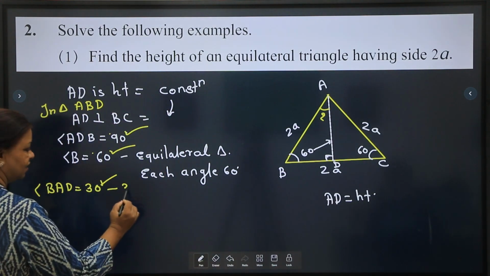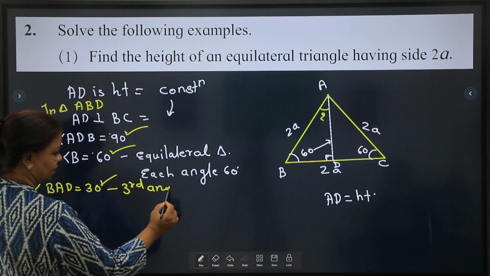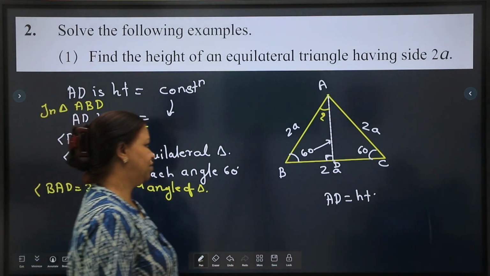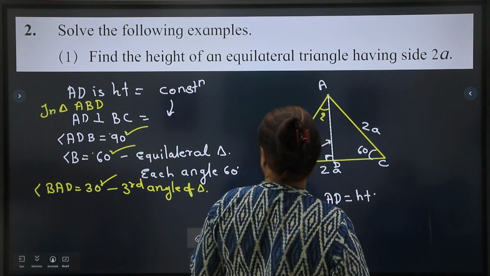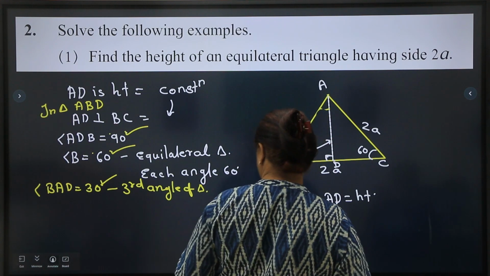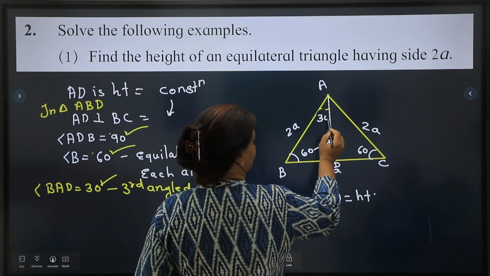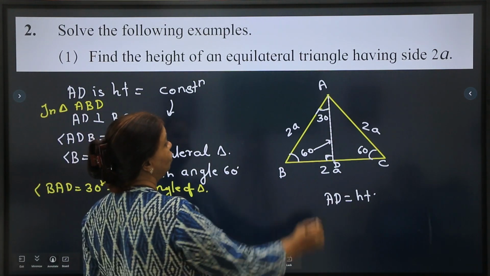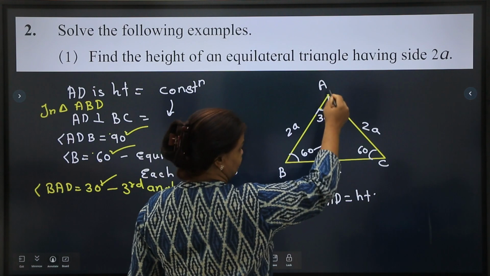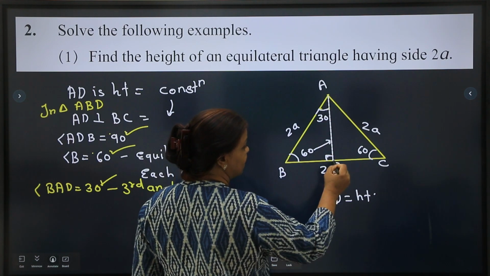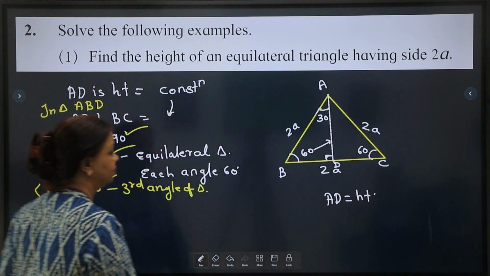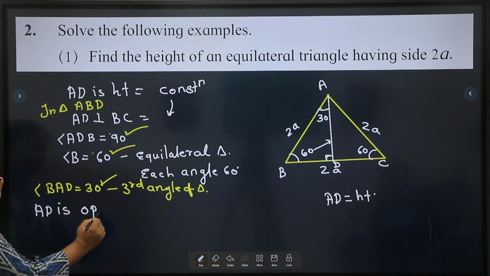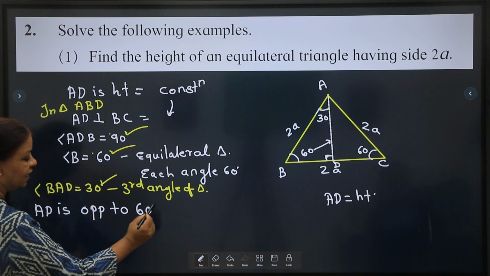So we can write here, third angle of triangle. Once we found the third angle of the triangle, we got it as 30. So let me write it here: 30 degrees. Now we want to find the height of the triangle. AD is opposite to 60 degrees. Side AD is opposite to 60 degrees.